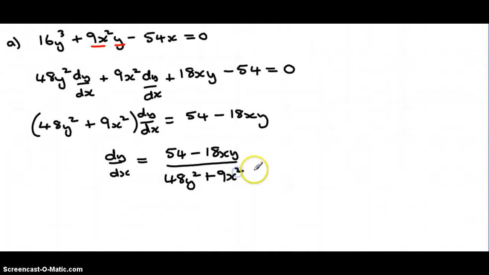Of that fraction there. You may notice there's a common factor in all of those, and you can simplify, but it's not necessary for the marks in this particular question.